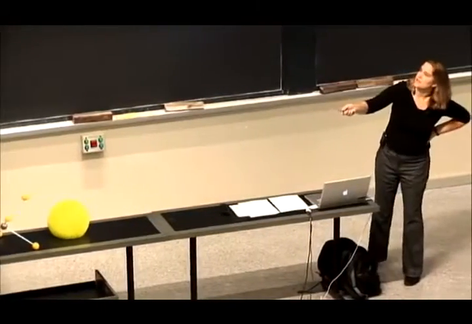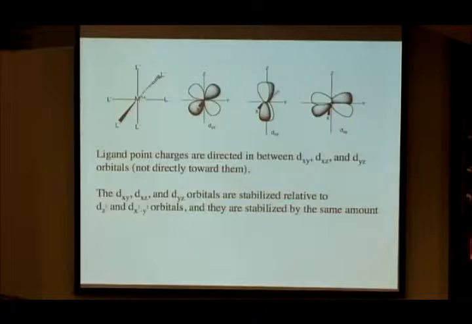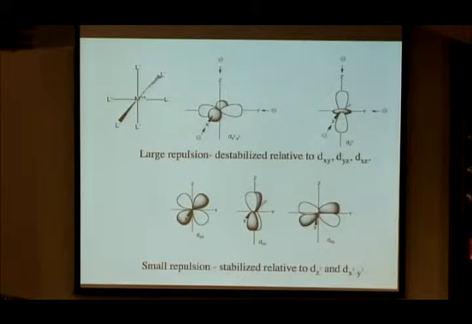So these three sets of orbitals are stabilized relative to the dz squared and the dx squared minus y squared orbitals, and they're stabilized by the same amount. So these three orbitals are also degenerate with respect to each other.